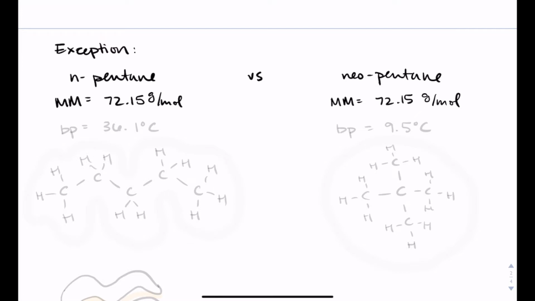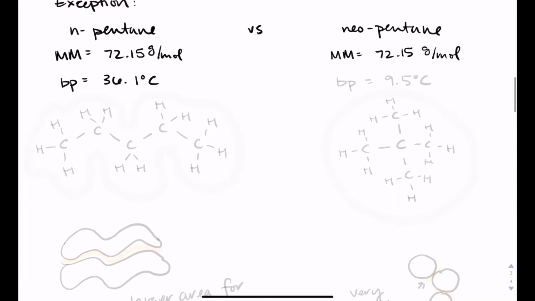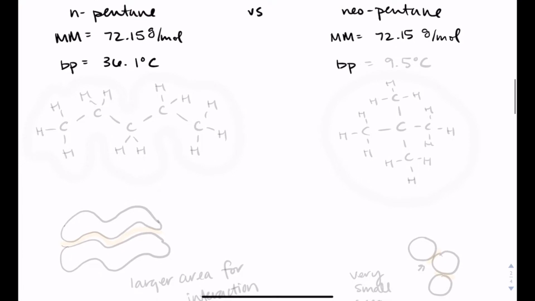N-pentane has a boiling point of 36 degrees Celsius. Neopentane has a boiling point of 9.5 degrees Celsius, so much lower than for n-pentane. So what these structures look like, n-pentane is just the carbons are all connected in a long chain, and then I've just filled in hydrogens for all of the other available bonding spots that carbon likes to fill up. Carbon loves having 4 bonds.